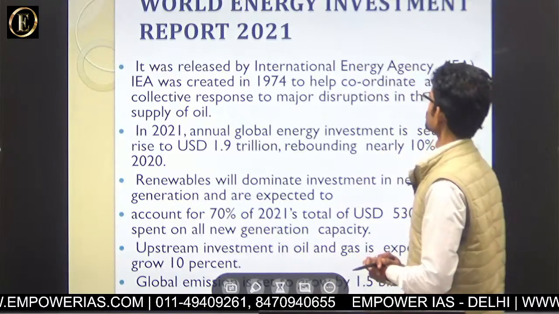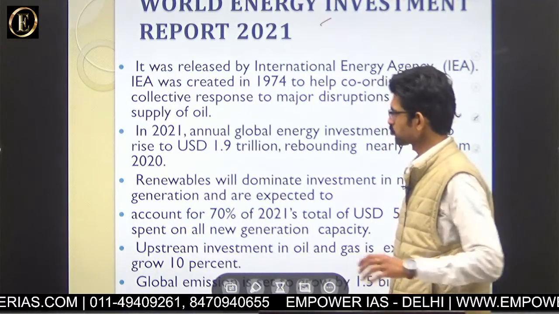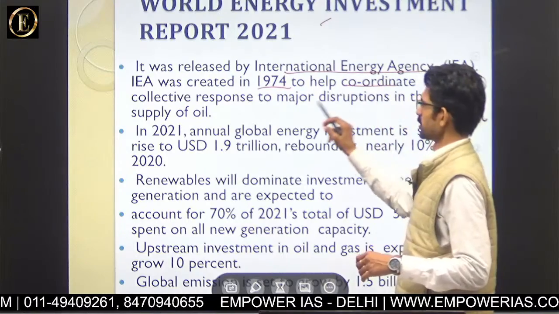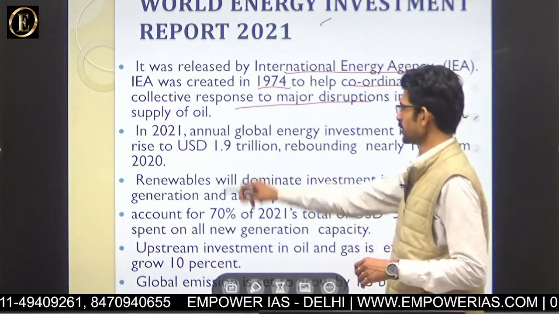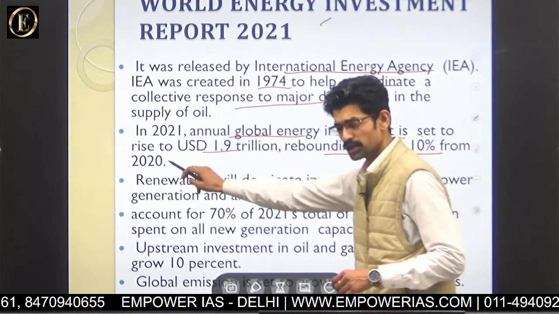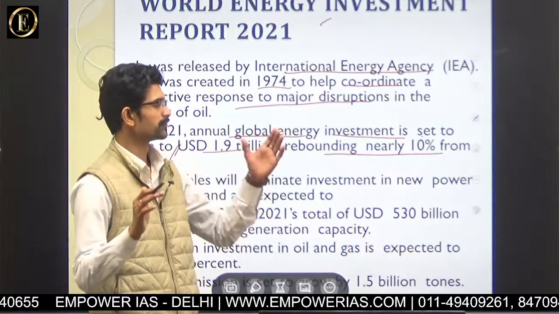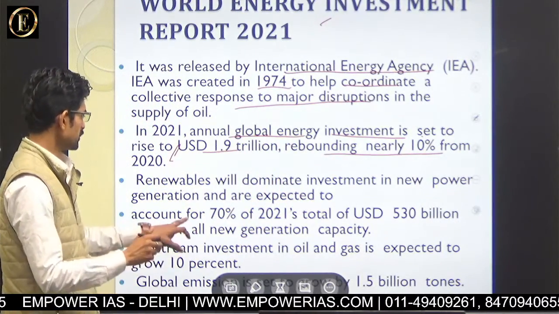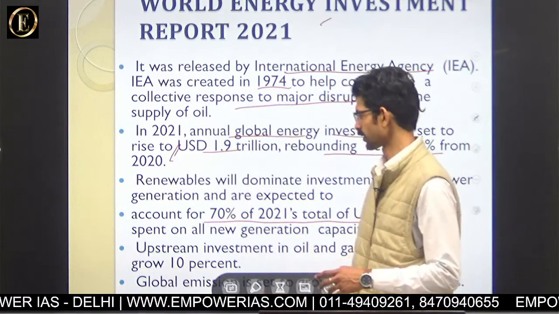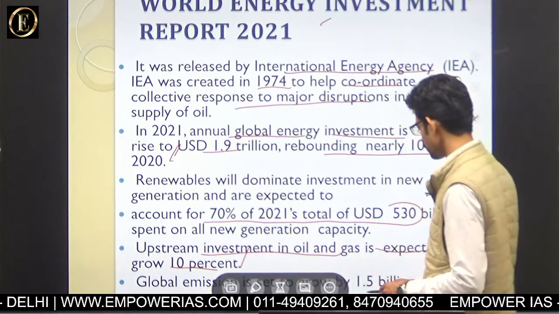Next news is World Energy Investment Report 2021. IEA, that is International Energy Agency, was created in 1974 to help coordination and collective response for the supply of oil disruption. Now, annual global energy investment is set to reach $1.9 trillion, rebounding nearly 10% over 2020. This energy cluster goes for development of various kinds of energy technology needed for the future development of various sectors, with investment of 70% of the total $530 billion, which goes for energy development and distribution in the market. Then upstream investment of oil and gas is expected to grow 10%. Then global emission is set to grow by 1.5 billion.